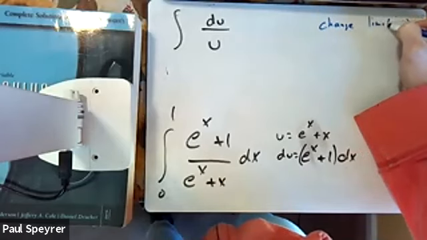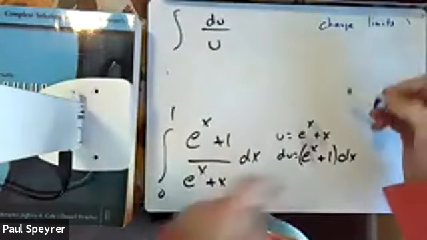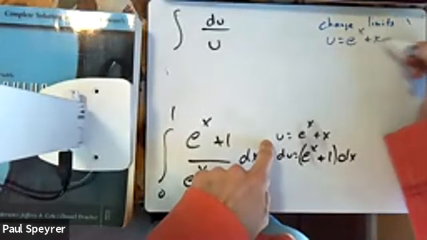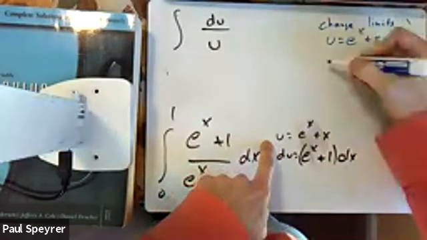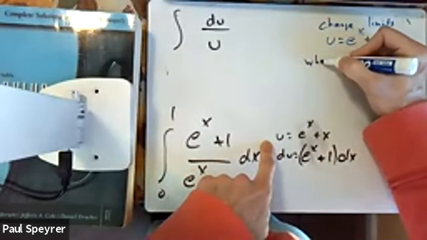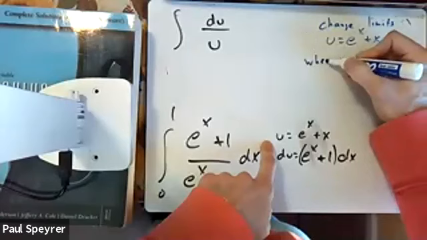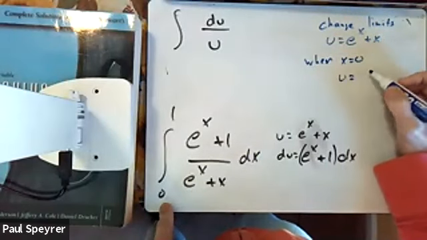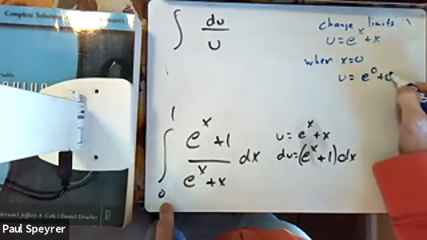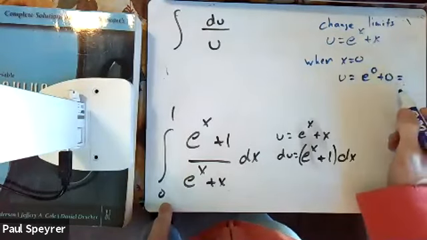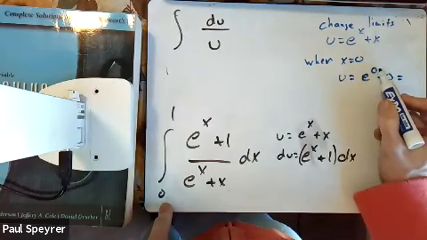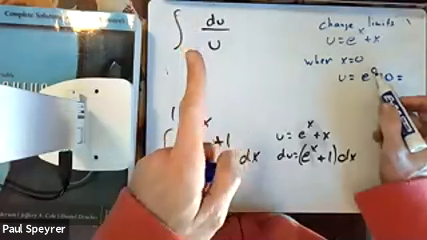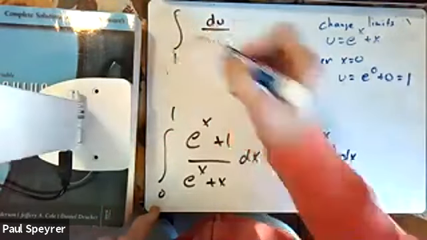Don't forget that. We have our relationship u equals e to the x plus x. That's our relationship between u and x. So when x equals 0, what do we have? We have u equals e to the 0 plus 0. This is not 0. What is e to the 0? Remember, e is a constant. A constant to the 0th power is 1. So you have 1 plus 0, which is 1. That's your new bottom limit.